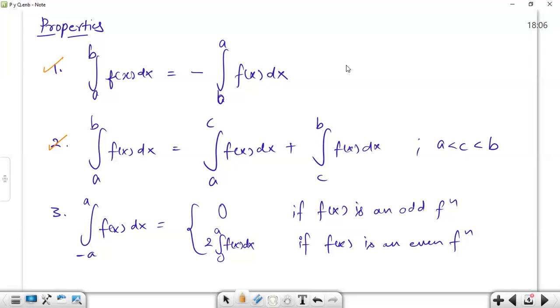Tanish, do you have any doubts from previous classes? No, sir. Okay.